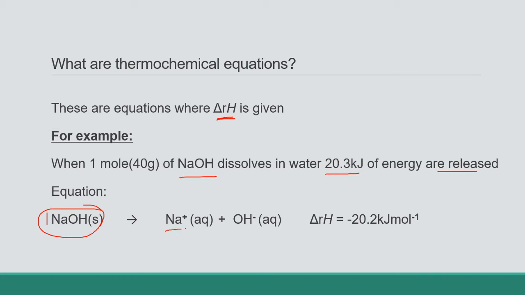So we've got 1 mole of sodium ions and 1 mole of hydroxide ions, and the aq means that they're dissolved in water. And that releases 20.2 kilojoules for every mole of that reaction happening. So the change in enthalpy, ΔrH, for this reaction is minus 20.2 kilojoules per mole.